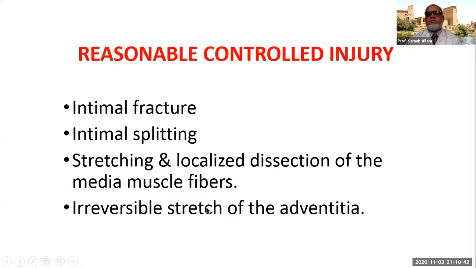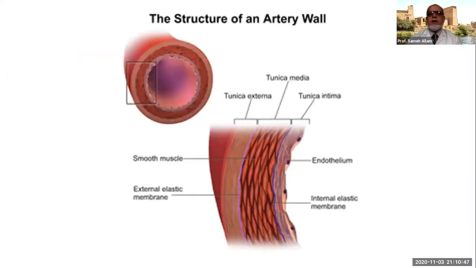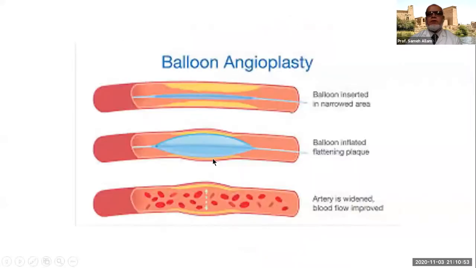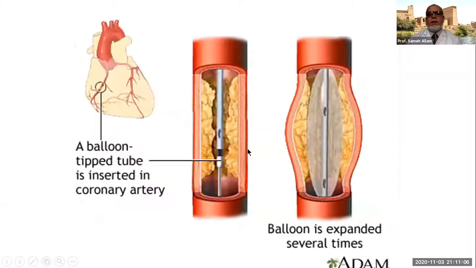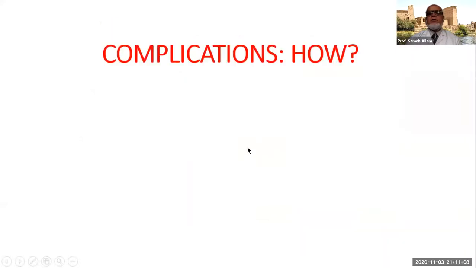We cause irreversible stretch of the adventitia once we inflate the balloon within the artery. So all the layers, intima, media, adventitia, are affected by balloon inflation and by our manipulation with the balloon and the stent. So this is the intima here, this is the media here, and this is adventitia at the end. All are affected by our therapeutic procedure, which is balloon dilatation and stent.